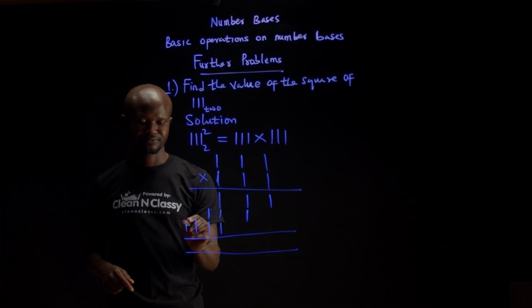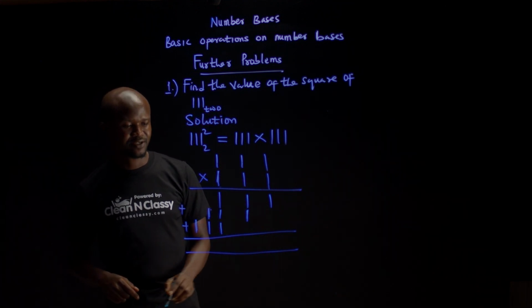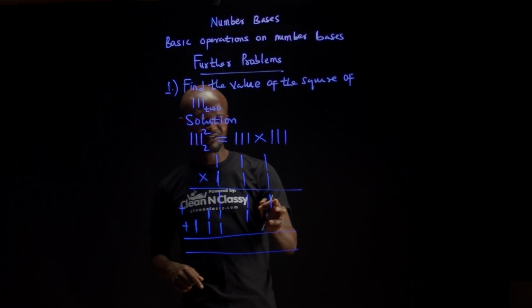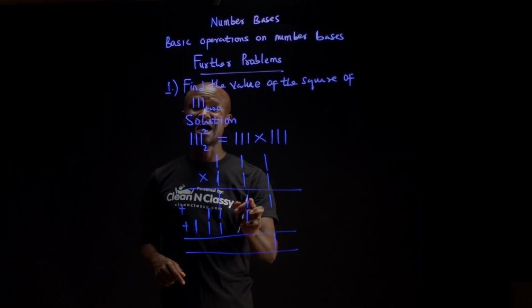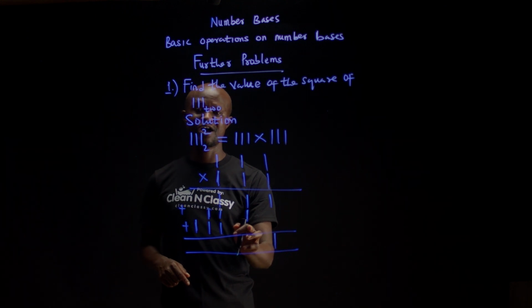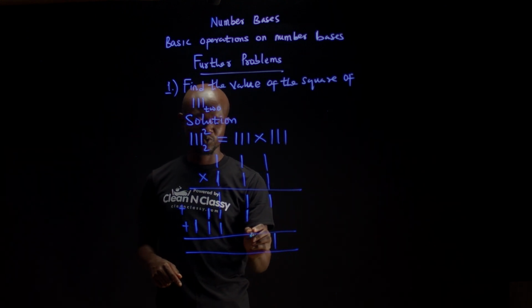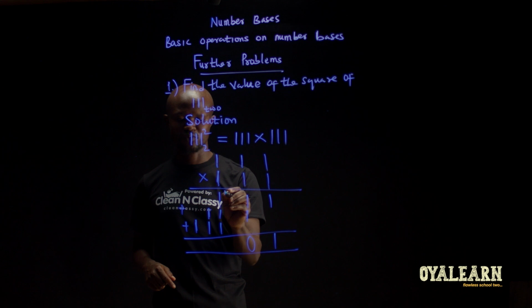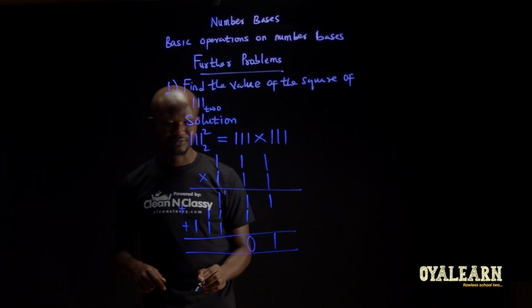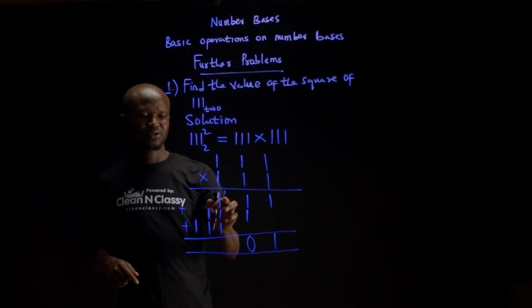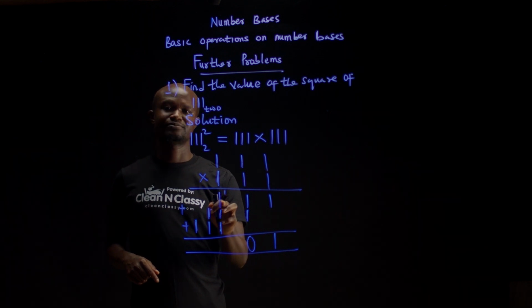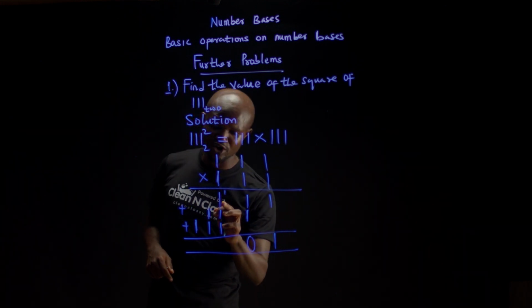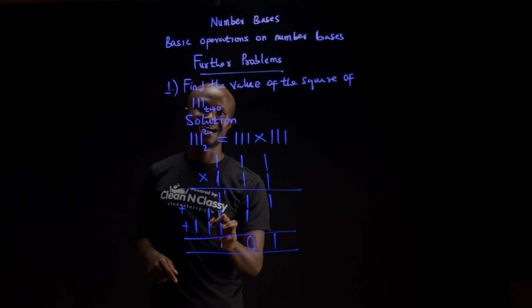We add. So, from the back, what do we have? 1. Then, we have 1 plus 1. What do we have? That's 10 base 2. We write 0, we carry 1. Don't forget. Now, look at this. We have 1 plus 1. What do we have? That is 10. 10 plus 1 is 11.